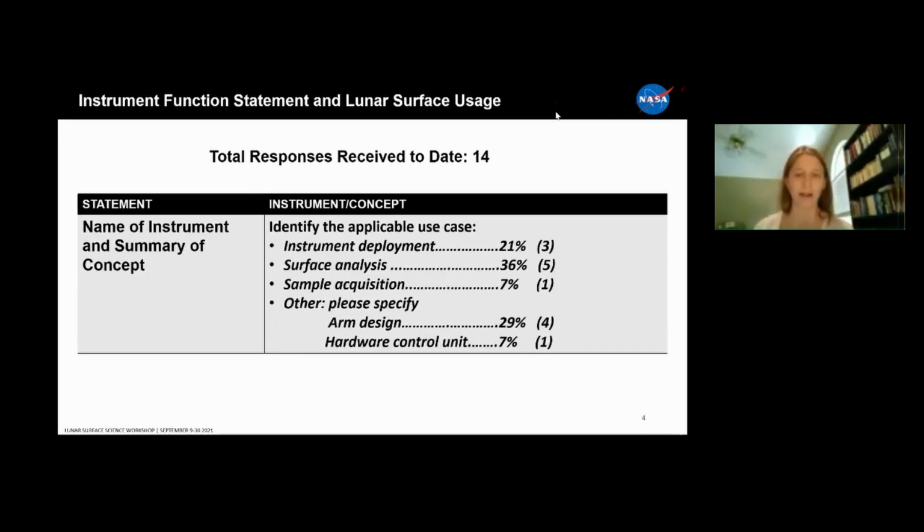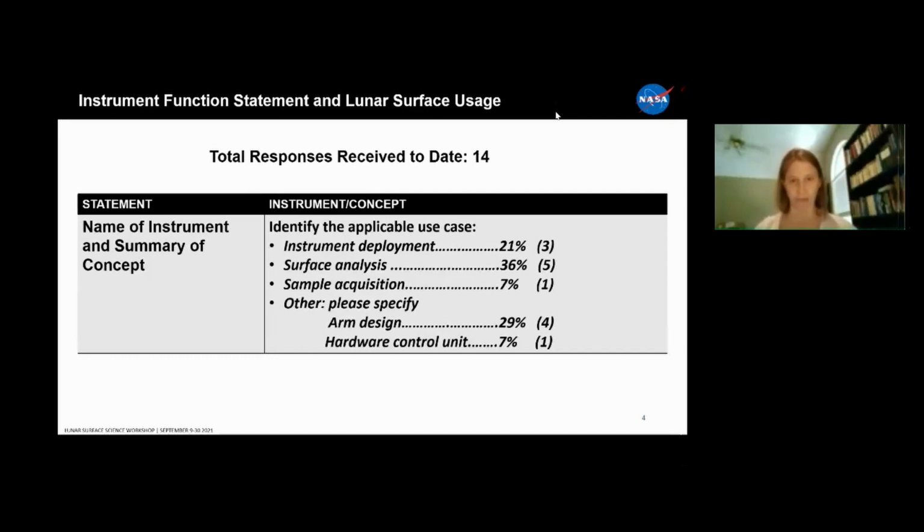But there were 4 arm design templates that were submitted, and one for a hardware control unit, basically commanding instruments across the arm. So those were also included as responses received.